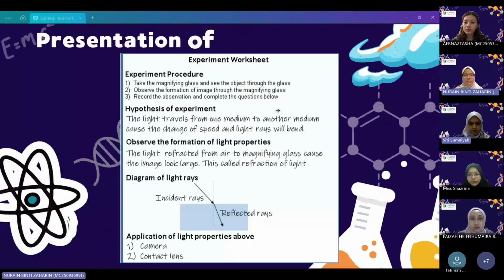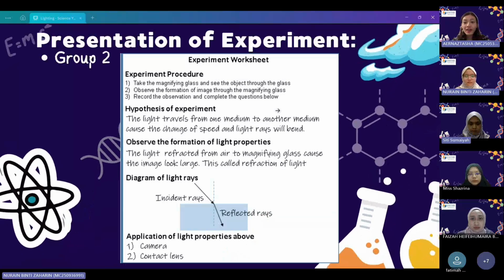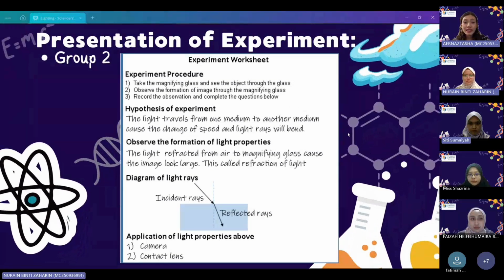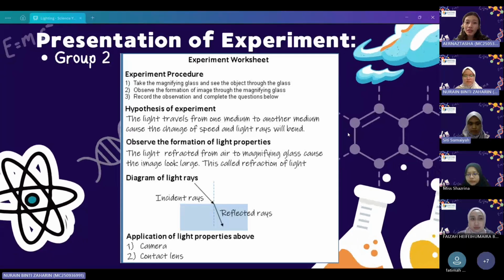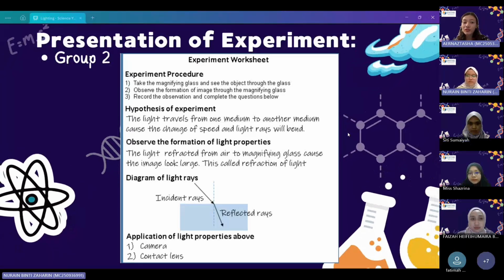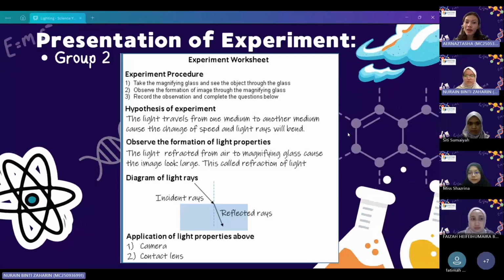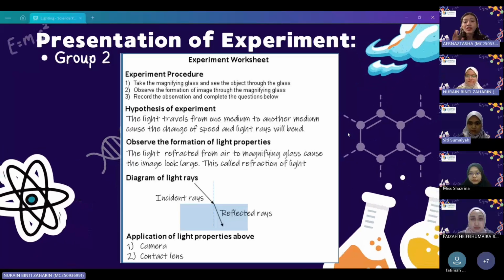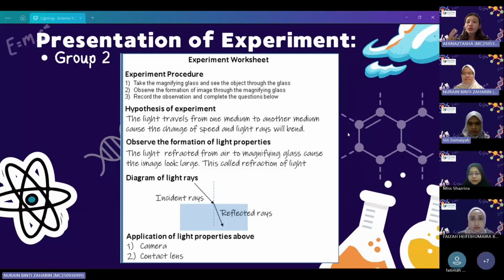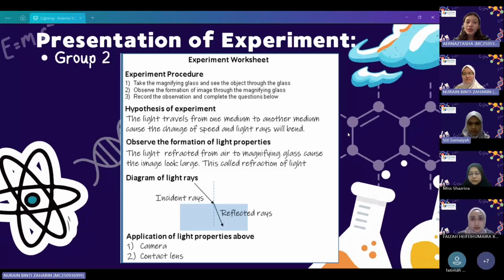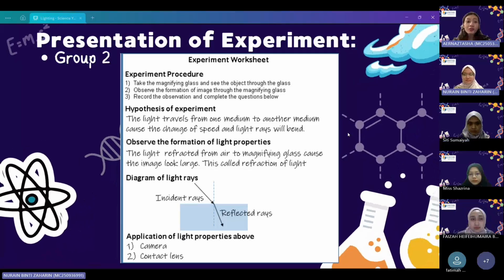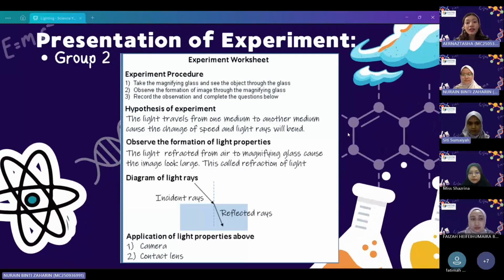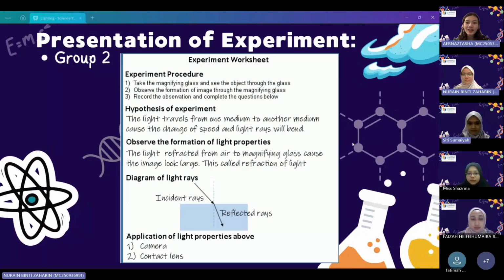Hello friends, I am from Group 2. So, from this experiment, the hypothesis is that light travels from one medium to another medium because of the change of speed and light rays will bend. We can observe here that the light refracted from air to magnifying glass causes the image to appear larger. This shows that light is refracted. This principle of refraction of light is applied in products such as camera lenses and also contact lenses. Thank you.